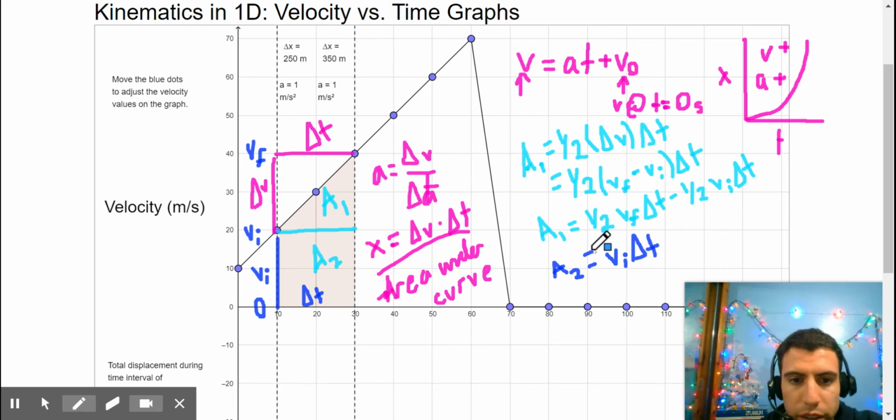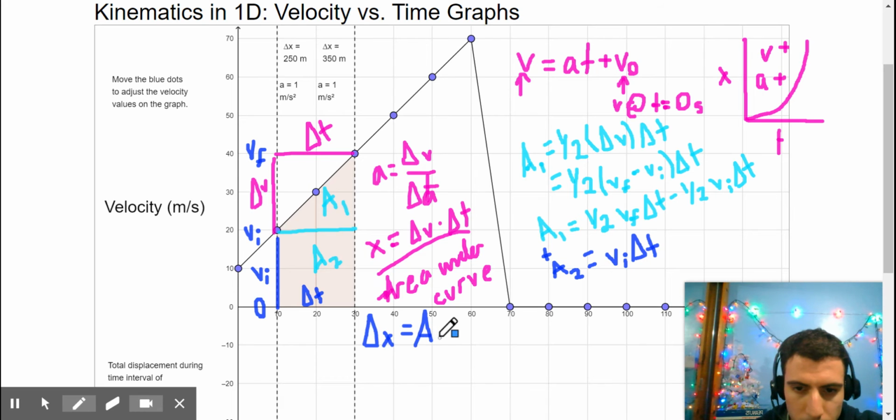What we're going to do next is add these two together. We're going to add A1 plus A2, and that's going to give us the total area under the curve, in other words, the total displacement that we have. Now, remember, displacement has this value, delta X. I'm going to use this to my advantage right now. So it's A1 plus A2.